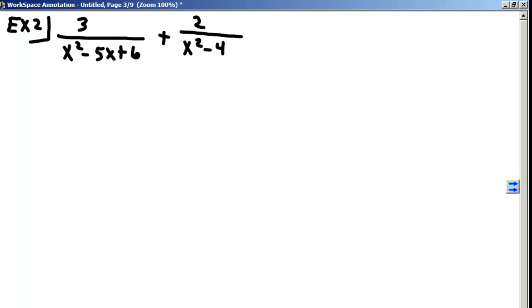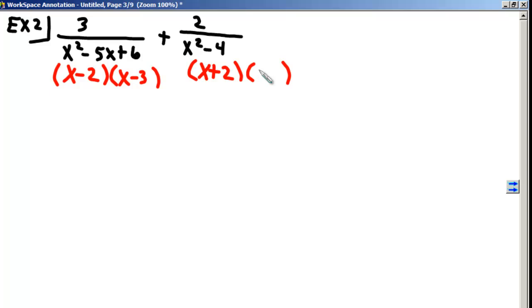Example 2. Factor our denominators. In the first denominator, we get x minus 2, x minus 3. The second denominator, x plus 2, x minus 2. LCD.